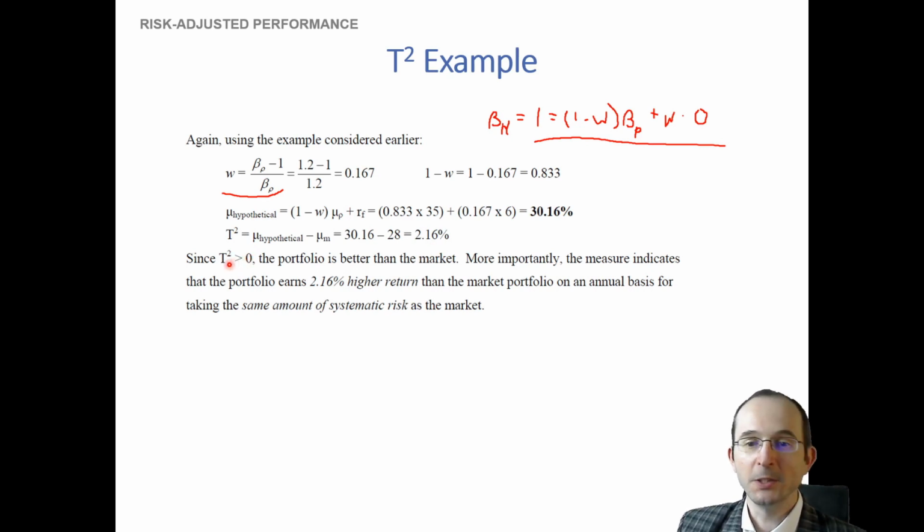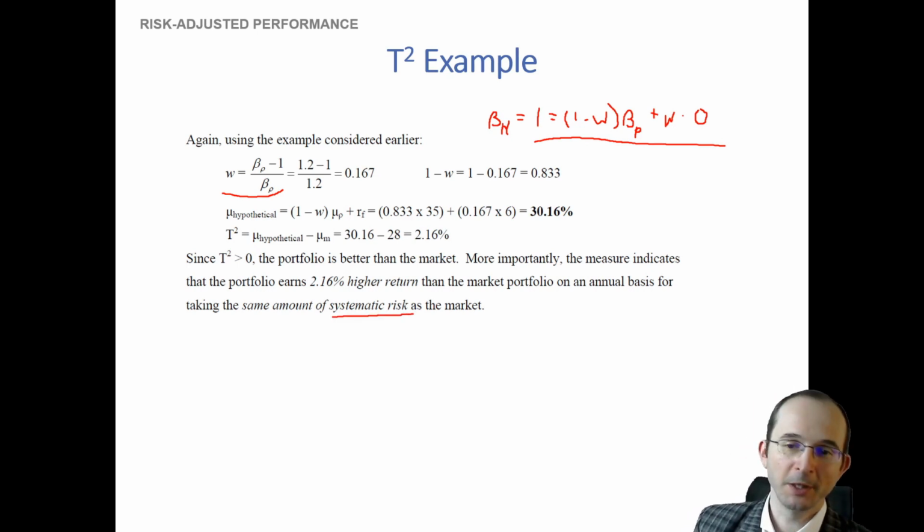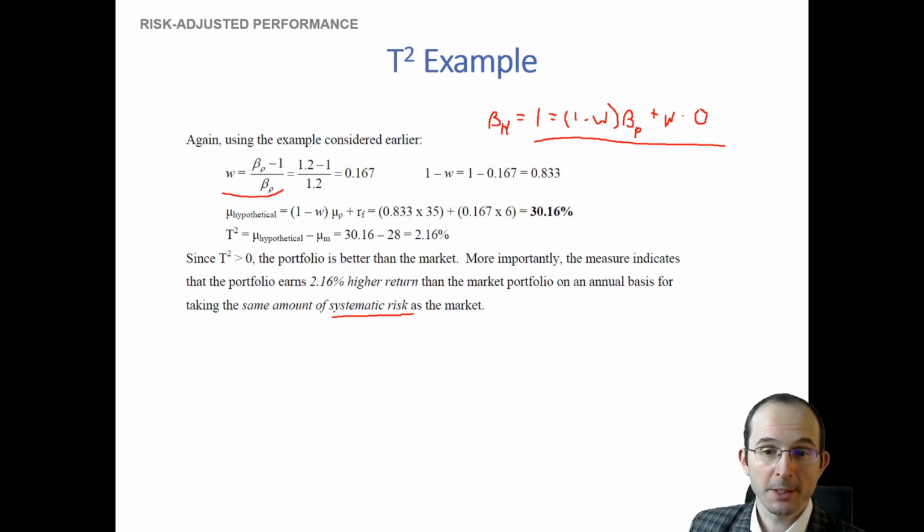This means that the T2 measure is positive. This portfolio is better than the market, at least on a systematic risk-adjusted basis. We earn 2.16% higher return than the market portfolio, while taking the same amount, and this is important, of systematic risk. Not total risk, just systematic risk. And of course, the M2 measure would give us the analog for total risk.